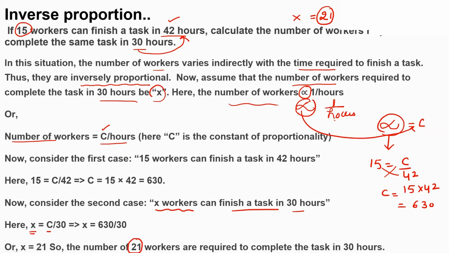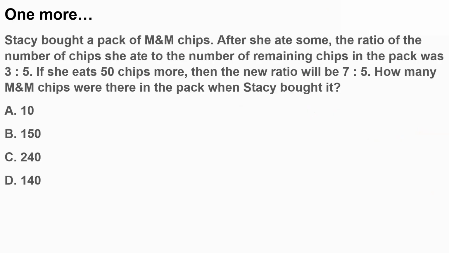So this is the indirect. If you see that time is decreasing, workers have increased. If I'm increasing the time, my workers should be decreased. Number of workers will be decreased. So that's inverse proportional. Based on these two, I'm taking two examples.